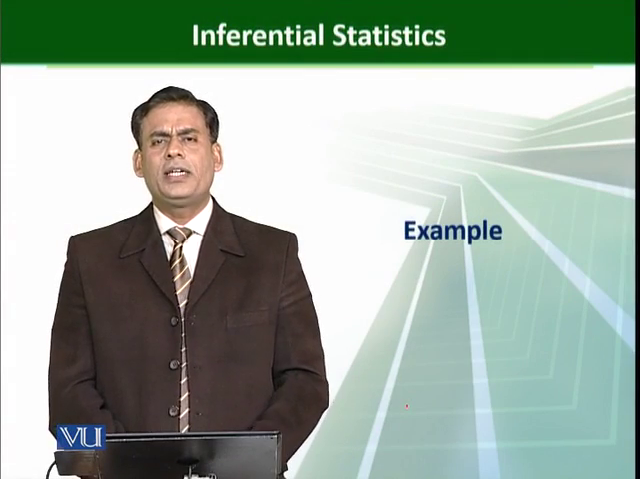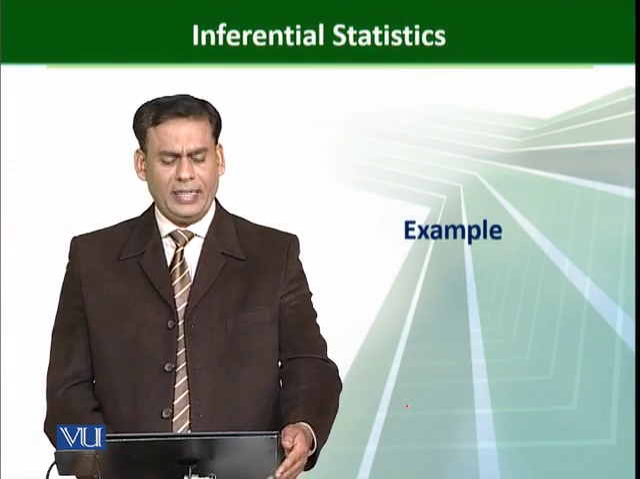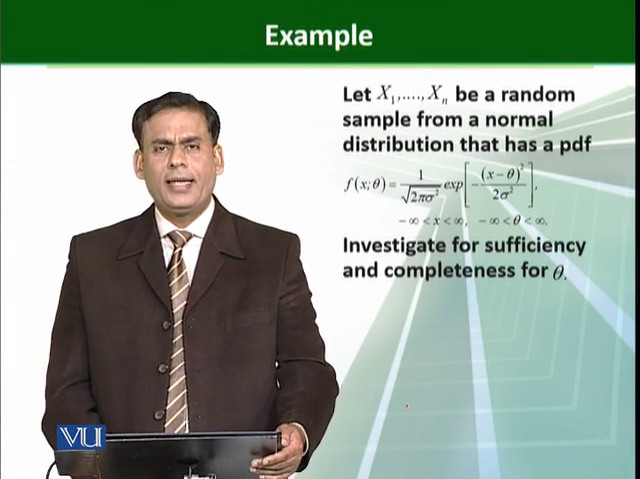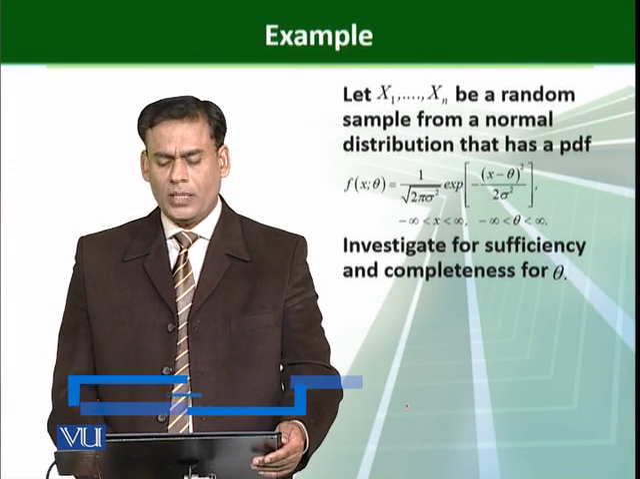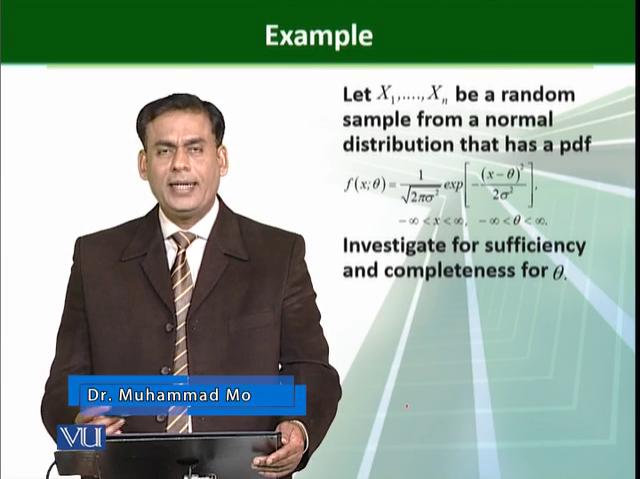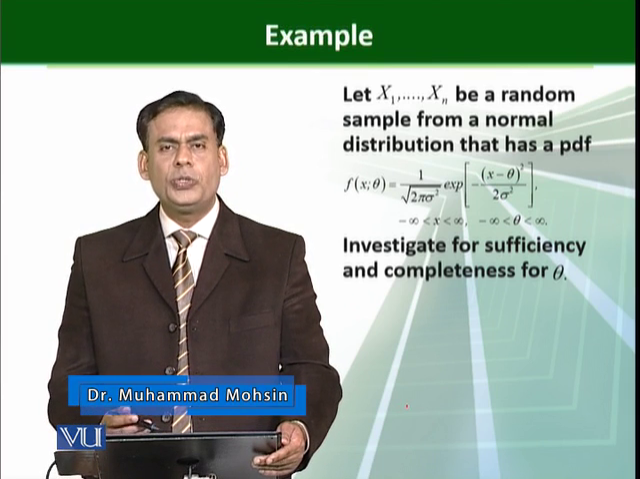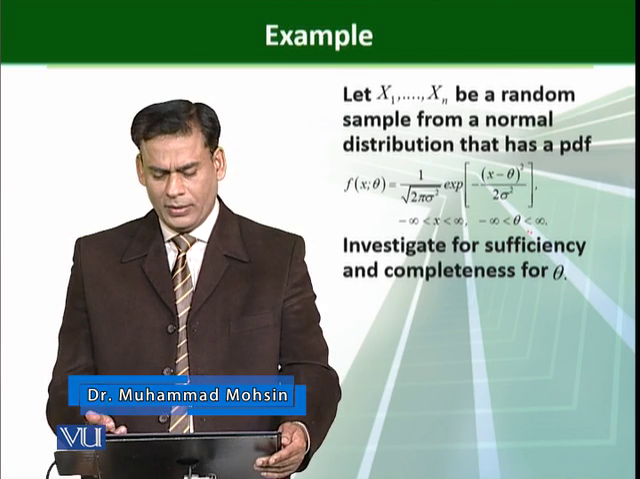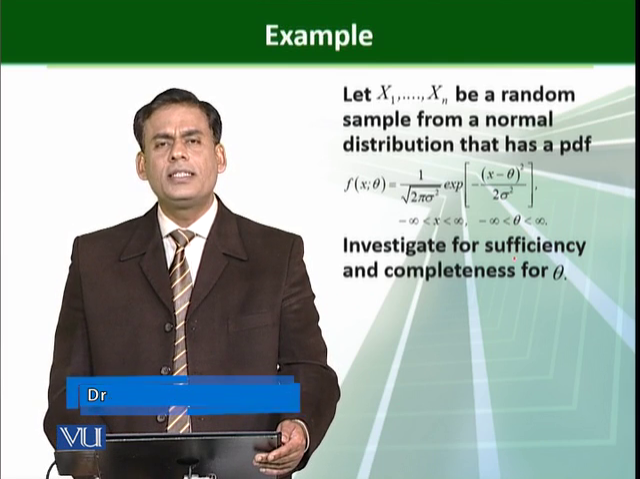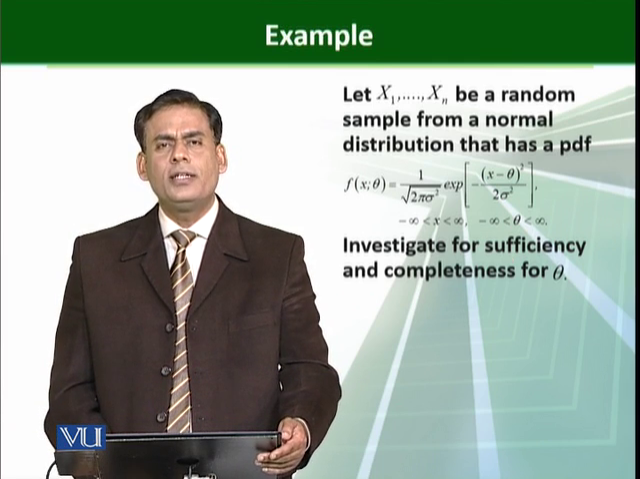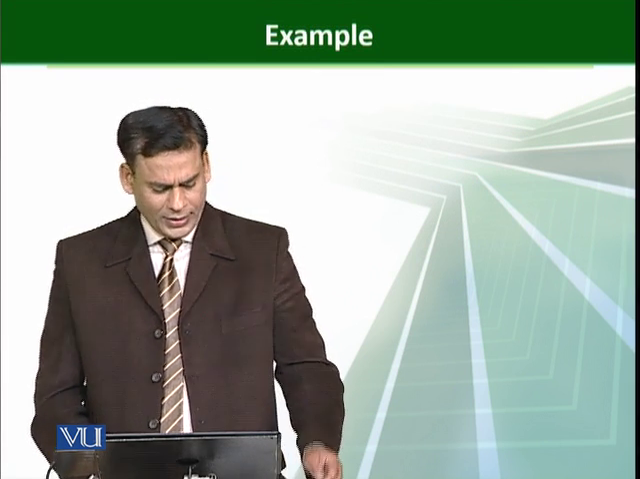Now we take the application of the previous theorems by taking an example. Let x1, x2 up to xn be a random sample from the normal distribution that has the usual normal probability density function. Investigate for the sufficiency and the completeness for theta. So how do we proceed with that?